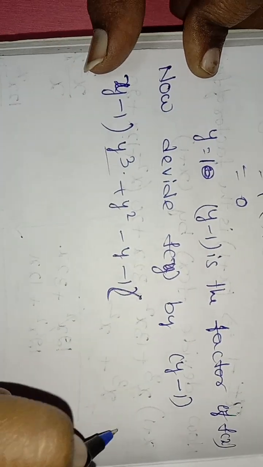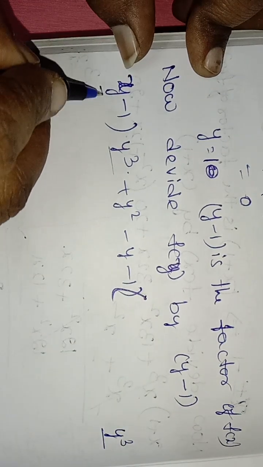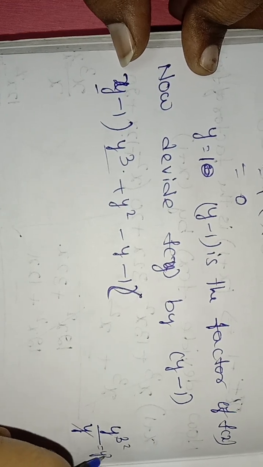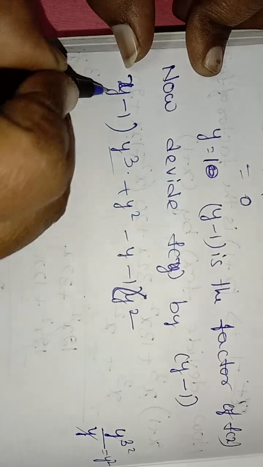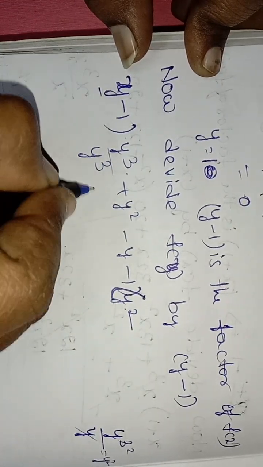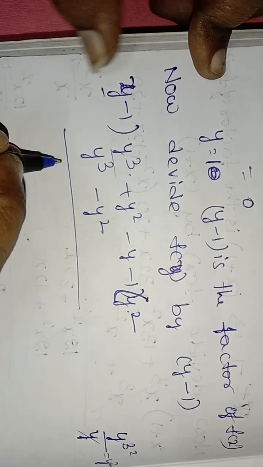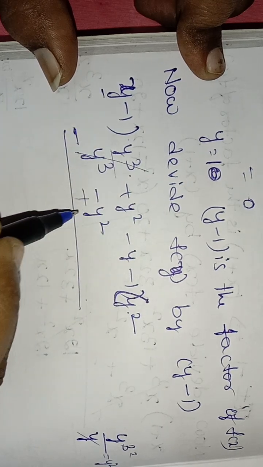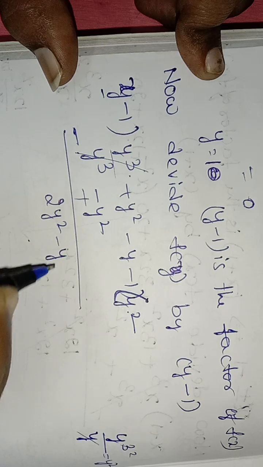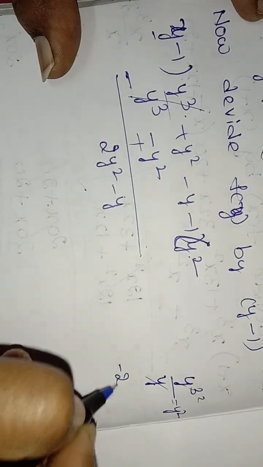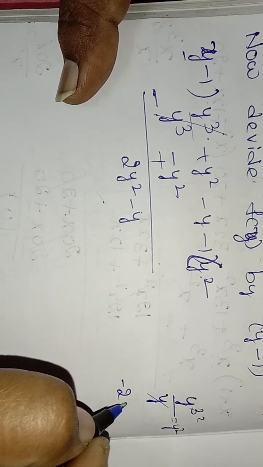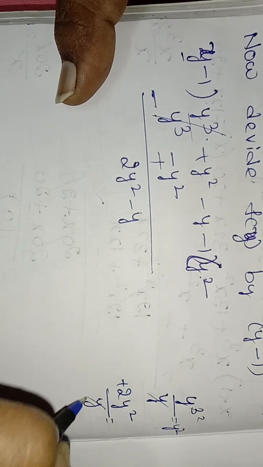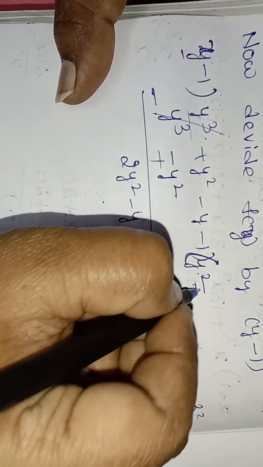So first I am taking y cube by the first term of the divisor, y. So y square you will get here. y square into y is y cube, y square into minus 1 is minus y square. Change the sign, these two will get cancelled. 2y square minus y. Again take the first term of your divisor, 2y square by y, so what is left? 2y. So here I am taking plus 2y.